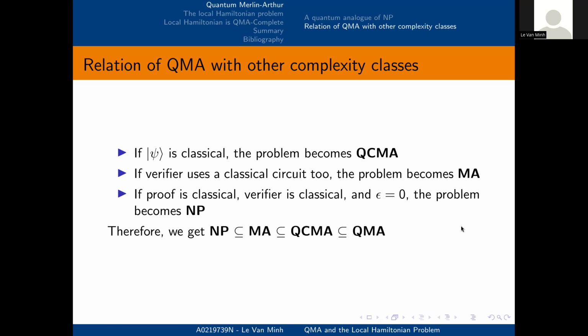And if we don't allow any probability of error, as we have talked about before, the MA becomes MP. So we can see that MP is a subset of MA, is a subset of QCMA, and is a subset of QMA.